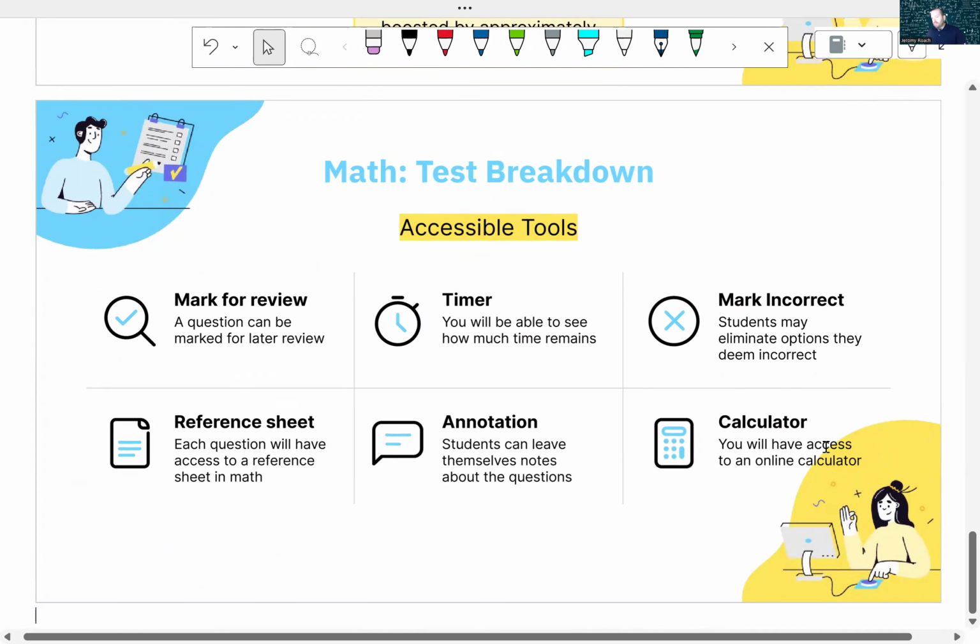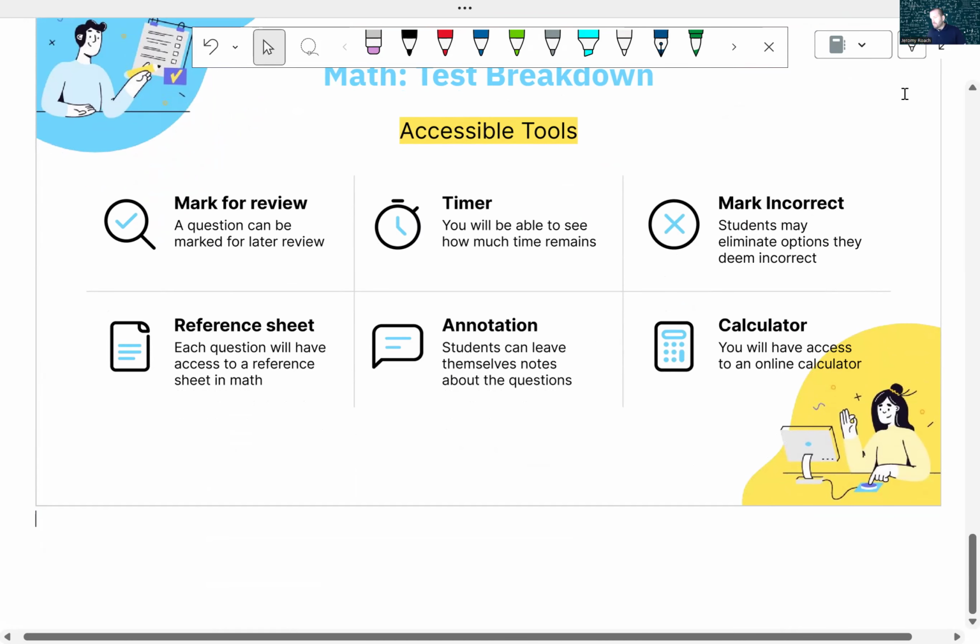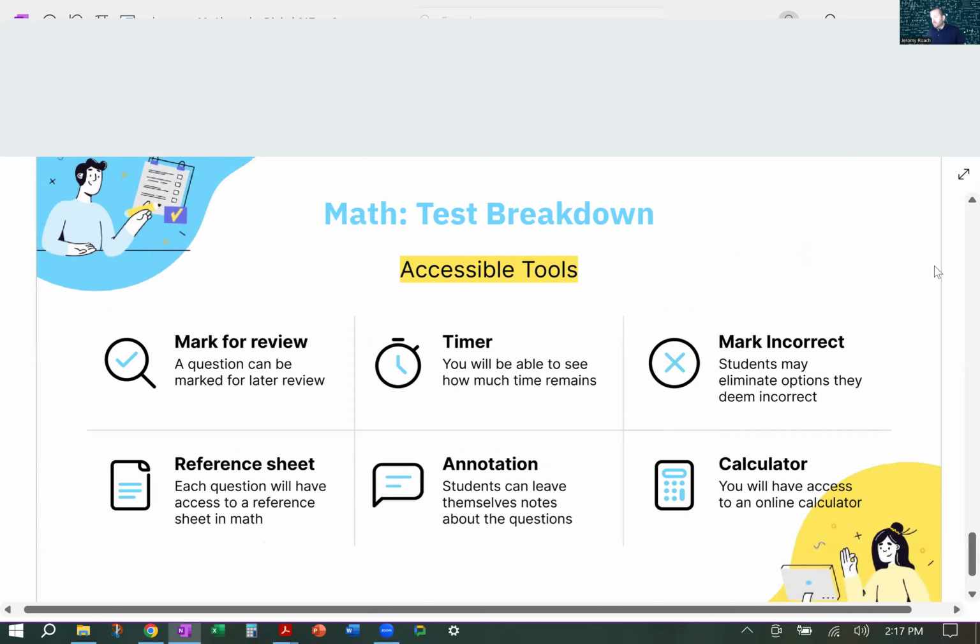You can also see the time. You can mark questions for review and go back to them later. The reference sheet is the formulas that I was talking to you about earlier. Let's see. You can leave a note to yourself if you want to. Remember, you just have a minute and a half though for each question on average. Okay, so that's an overview of what the test is about.